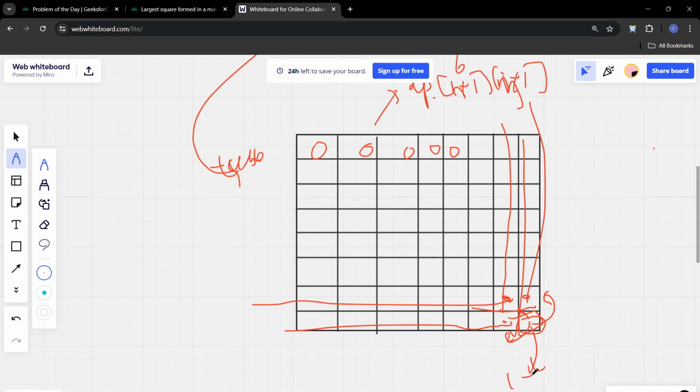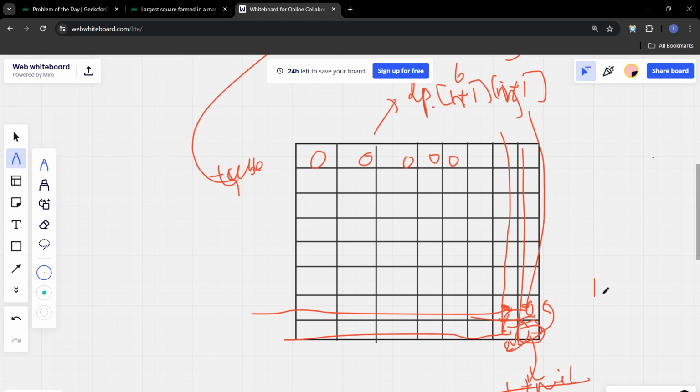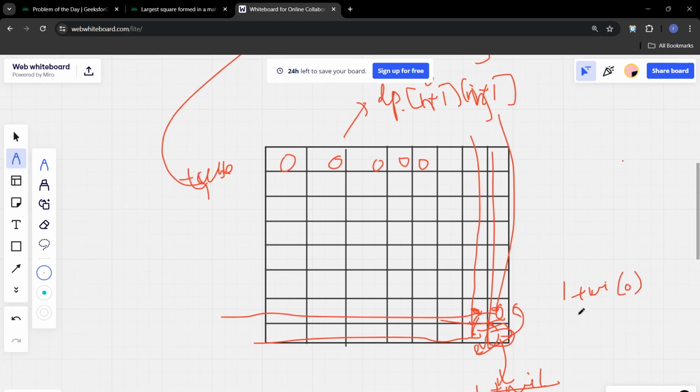This one value, 1 will be there. Actually, 1 will be there, plus minimum of these three, right? If 0 is there, if anywhere here 0 is there, it will obviously come 1. 1 plus minimum of 0 means it will absolutely become 0. But there can be any value, right? See, this is the recursion relation, guys. This is the obvious recursion relation.